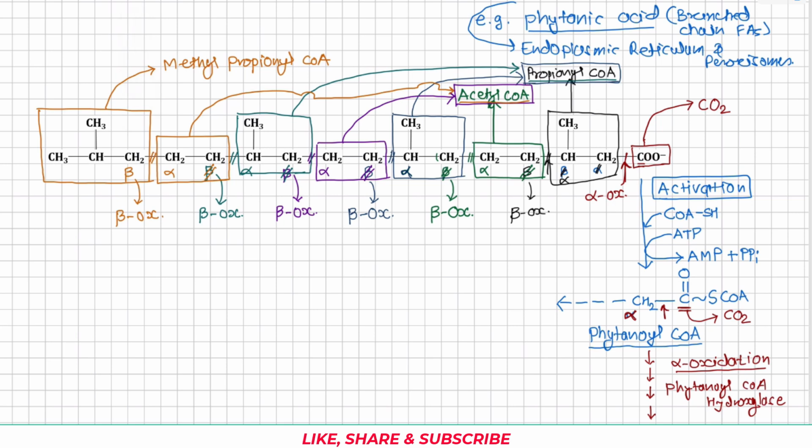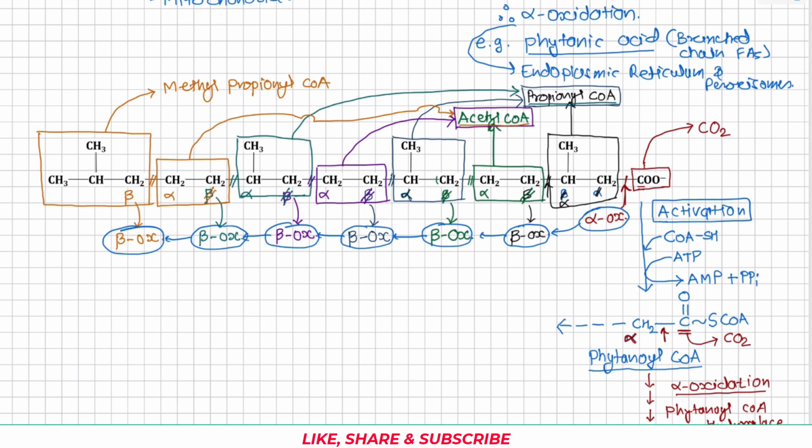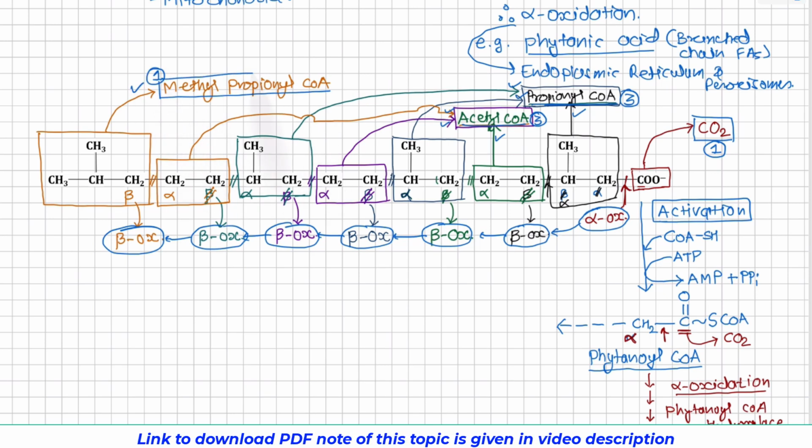CoA. So as you can see, in the case of phytanic acid, there is initially only one alpha oxidation cycle followed by subsequent 6 beta oxidation cycles. And if we tally the products of complete oxidation of phytanic acid, we find 1 molecule of carbon dioxide, 3 molecules of propionyl coenzyme A, 3 molecules of acetyl coenzyme A, and 1 molecule of methyl propionyl coenzyme A.